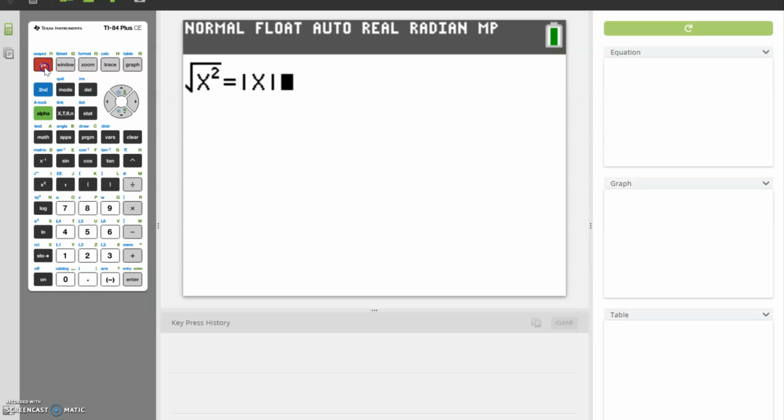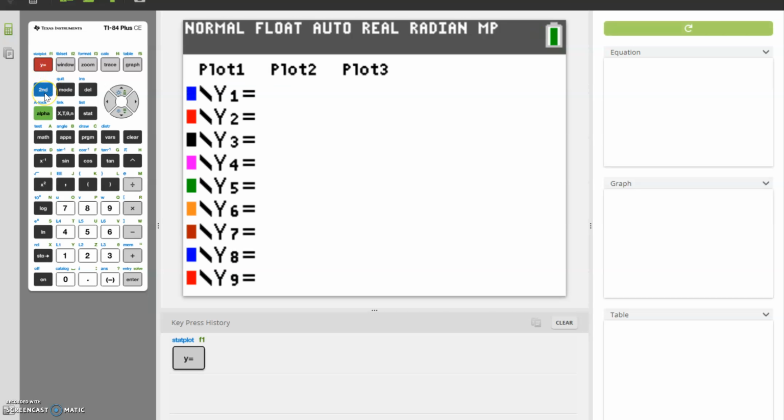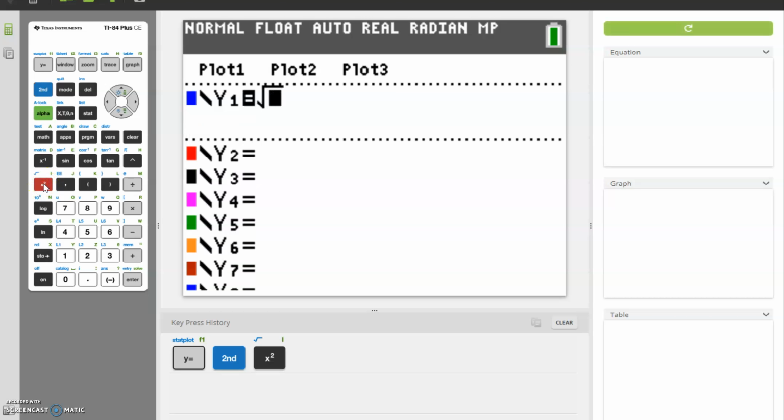So I'm going to go into my y equals screen, and the first thing I'm going to do is put the square root of x squared in there, and we're going to see what it looks like if we were to graph it. So we're going to do second, and then hit our x squared key to get our square root symbol. Then we'll use our variable key, which is located in between alpha and stat. And then I'm going to go back to the x squared key, only this time I'm just going to hit it directly, and as we can see, we get the square root of x squared.